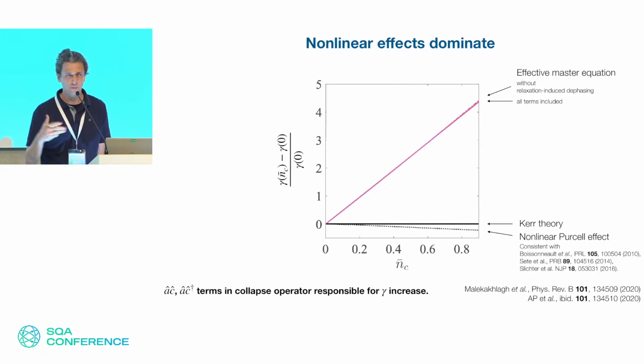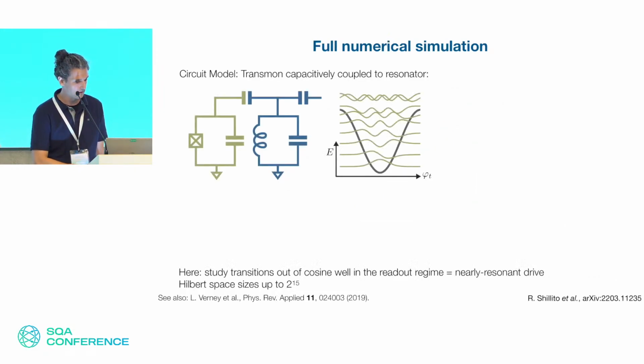Good, so what can we do about this? How can we improve on these analytical results? So our first thought was that, in fact, you should actually try to do some kind of full numerical simulations in order to capture these effects better.